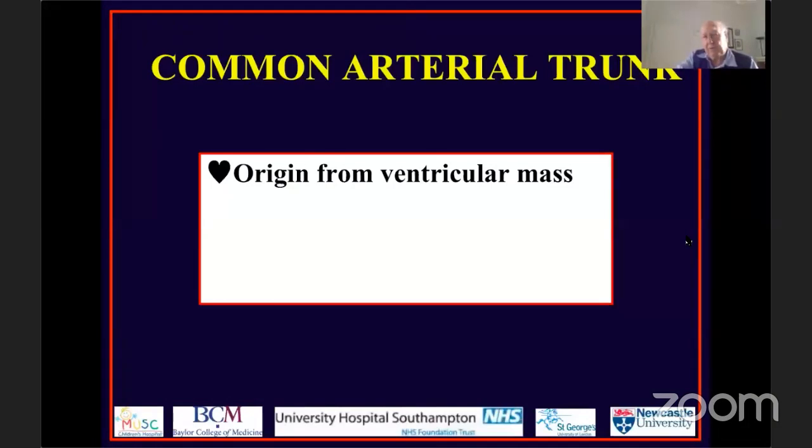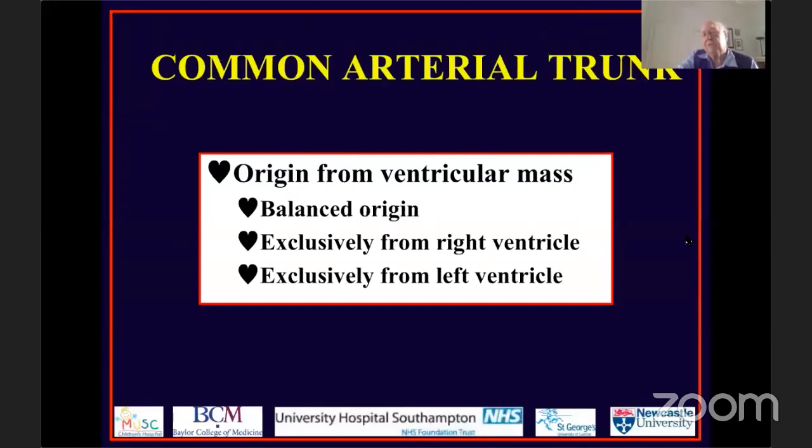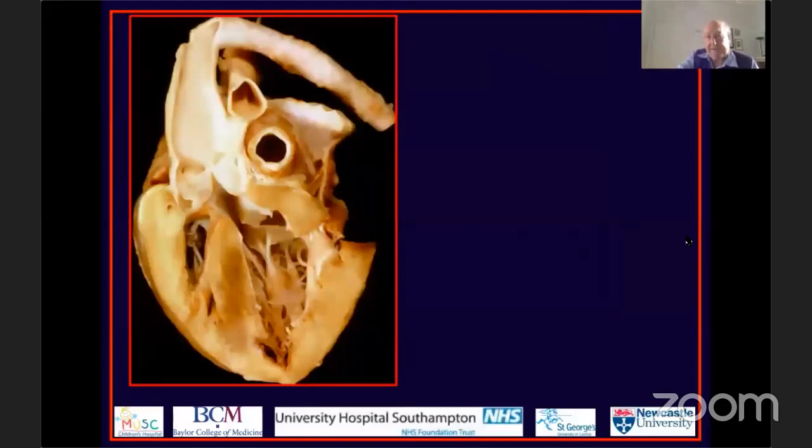So let's now move on and look at the other phenotypic variations. One of these is the origin of the trunk from the ventricular mass. Usually this is balanced, but as I showed you just a moment ago, the trunk can arise exclusively from the right ventricle. On occasion, it can arise exclusively from the left ventricle.